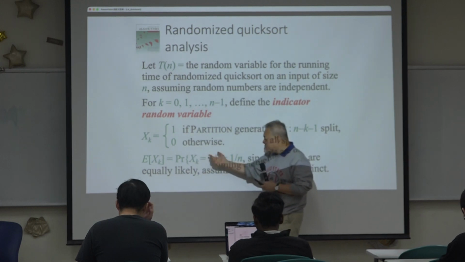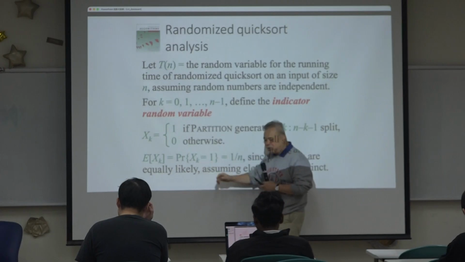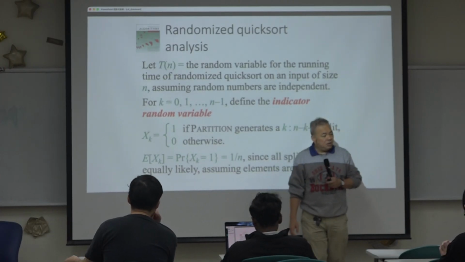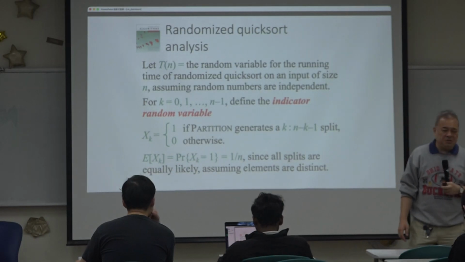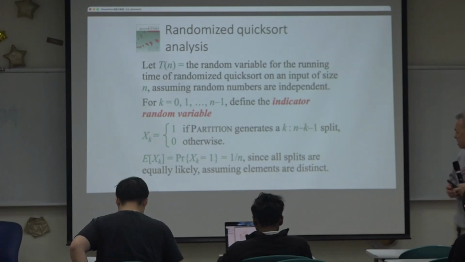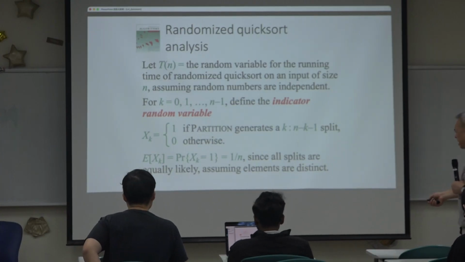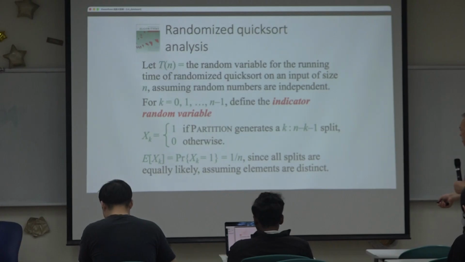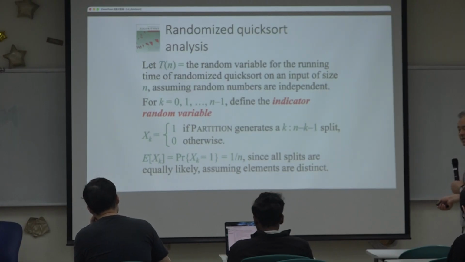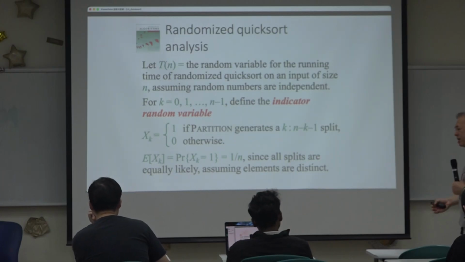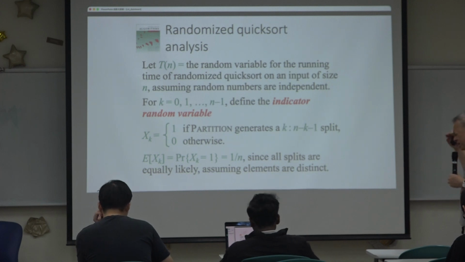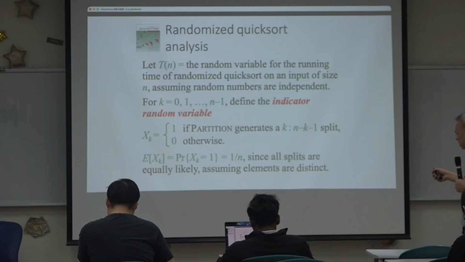So the probability for this situation to happen, because remember we talked about how we randomize the selection of the pivot, is 1 over n, because all splits are equally likely. Our randomized process should guarantee all splits are equally likely.